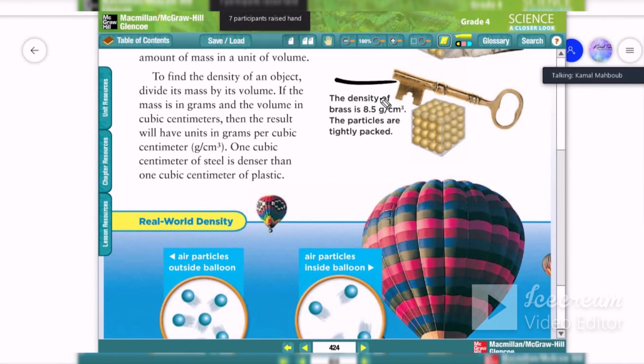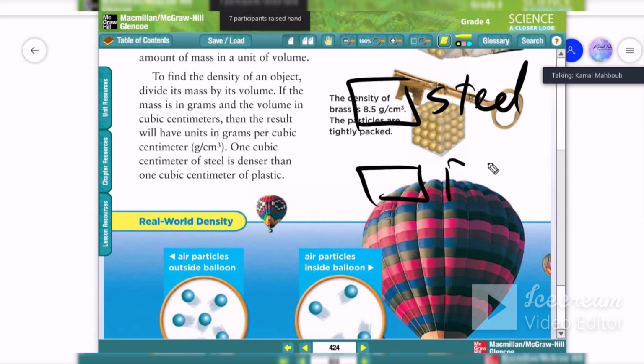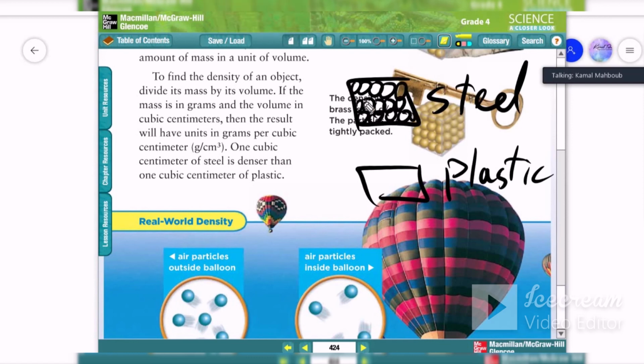What does it mean? It means if we have 1 centimeter of steel, and 1 centimeter of plastic, they are the same volume, but the difference is in the particles inside. The steel particles will be very, very close to each other because this one has more mass. And this one has less mass, so the particles will be far away from each other. This plastic floats, but the steel sinks because the steel is denser than plastic.